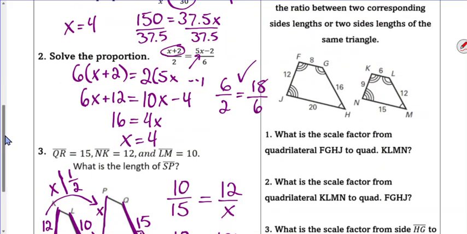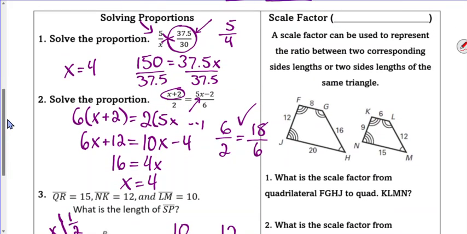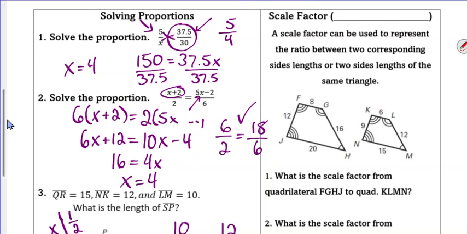Scale factor is the number that we're using to multiply to get to a new size. So a scale factor can be used to represent the ratio between two corresponding side lengths, or two side lengths within the same triangle or figure in general. I want you to think about this as the multiplier. We always multiply, even if it gets smaller. We can multiply by a fraction, a number that's between 0 and 1, and that shape is going to shrink down, but we're still multiplying. A scale factor is always thought about as multiplication.